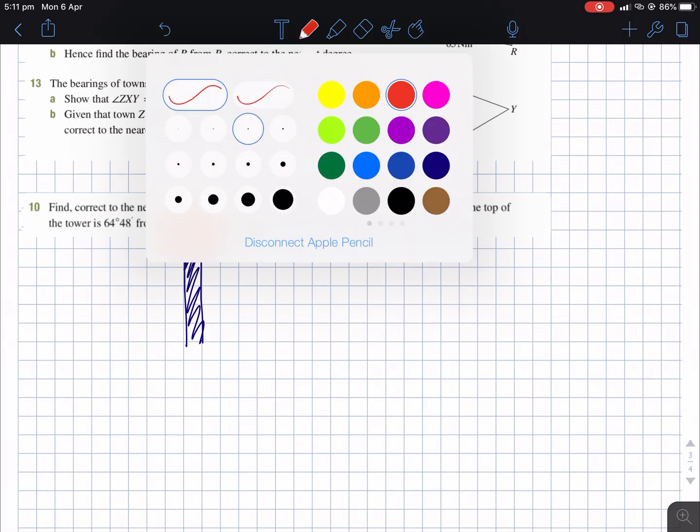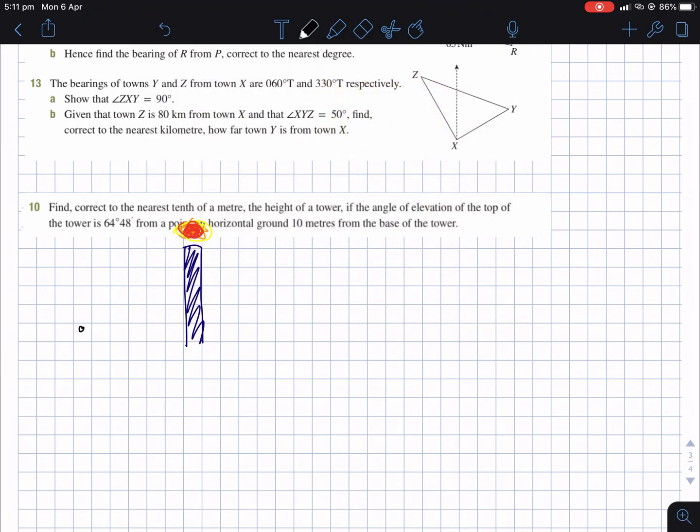And the angle of elevation from the hobbits down here to the top of the tower is 64 degrees 48 minutes, from a point 10 meters from the base. And we want to find the height of the tower.